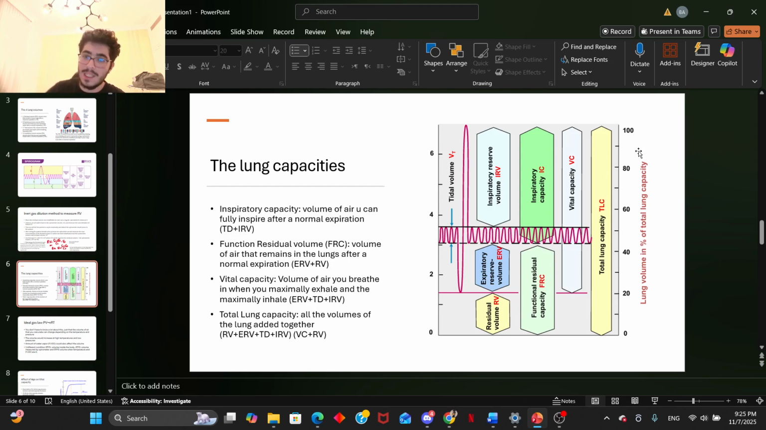Okay? And then lastly is the total lung capacity, which is all the volumes of the lung combined together: the inspiratory reserve volume plus the tidal volume plus the expiratory reserve volume plus the residual volume. It's the maximum volume of air that can be in your lungs.